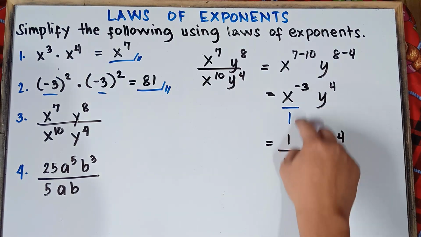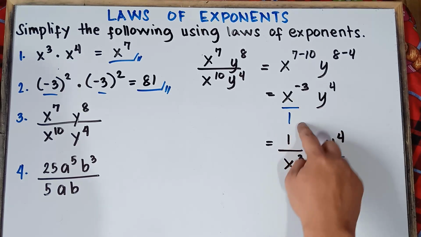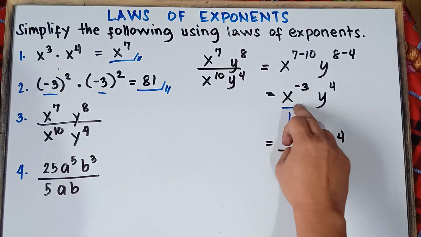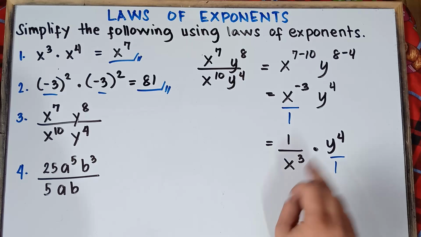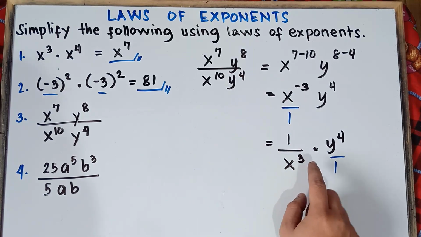So once again, we flip this one, we put this one on the denominator because the exponent is negative. And then the exponent will be positive once this expression is on the denominator. If this expression is on the denominator, you change the exponent into positive.